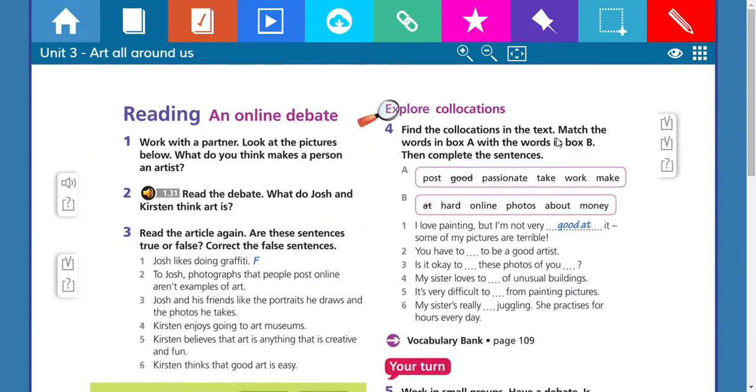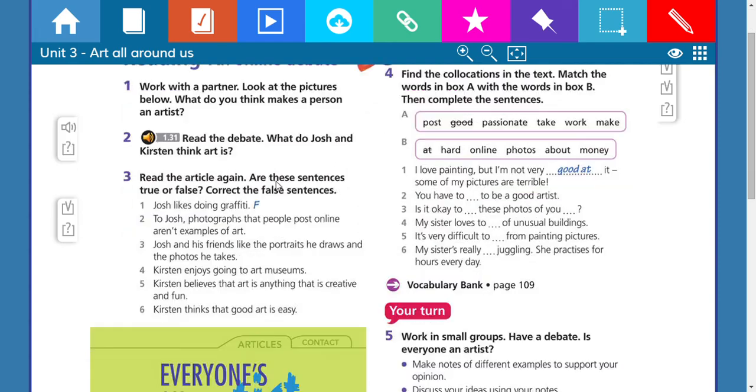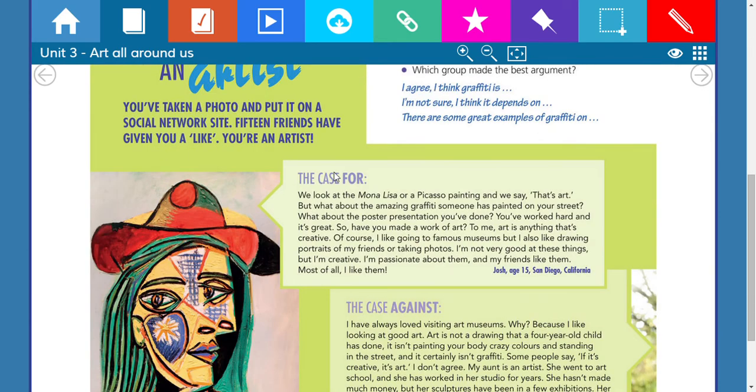Number 4. Find the collocations in the text. Match the words in box A with the words in box B, A and B. Then complete. Okay, good at. So you need to find that word here, no?